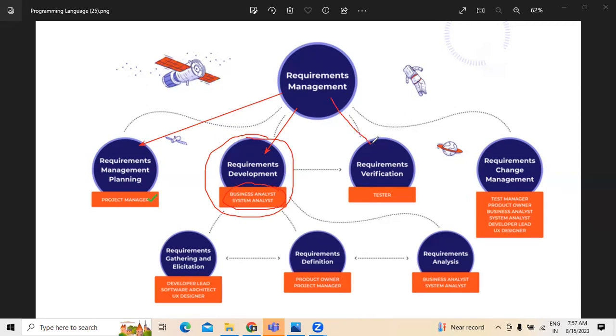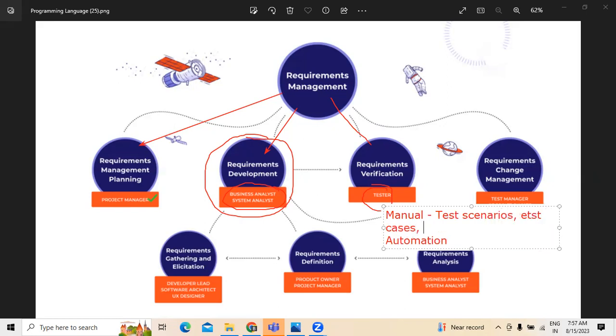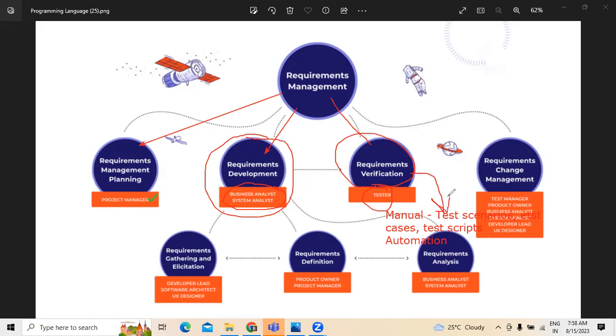Third, about requirements verification. This is where generally the testing team comes into the picture. The testing team will perform two things: one is manual testing and the second is automation testing. In manual testing, they have to prepare some test scenarios, test cases, and test scripts. All these things will be prepared by the testing team. This is where these verifications generally come into the picture.